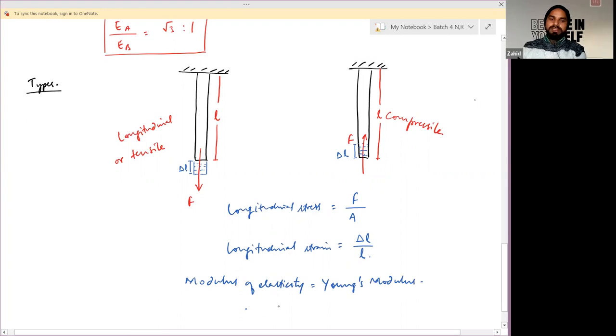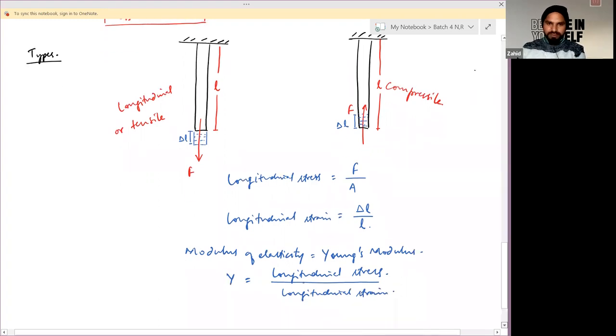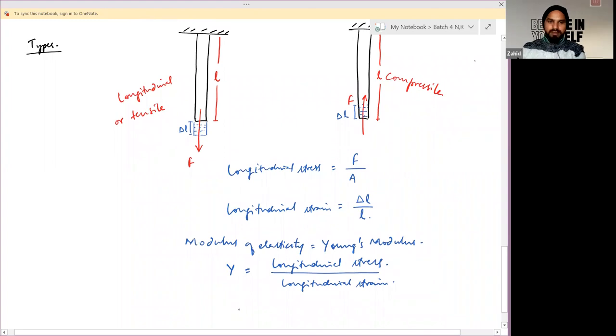So Young's modulus equals longitudinal stress divided by longitudinal strain. If you put all the values of this, you'll get Y equals F into L divided by A into delta L.